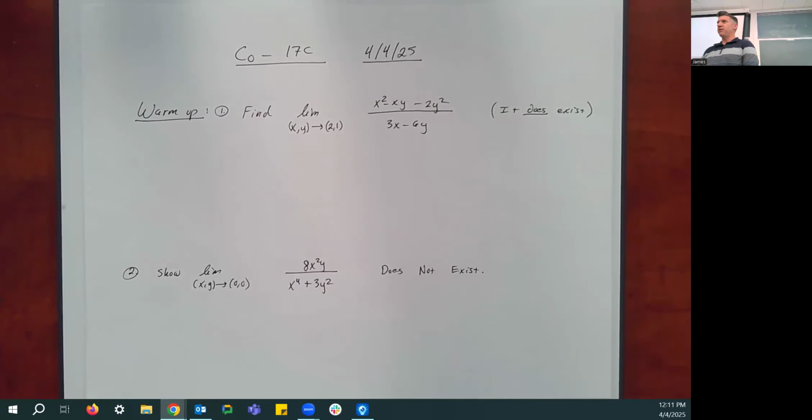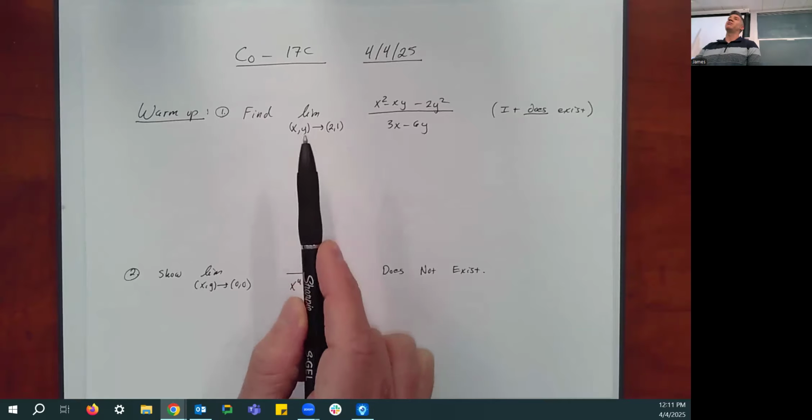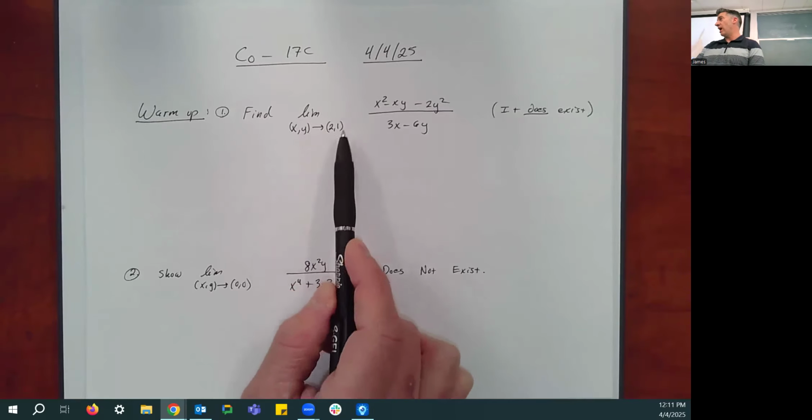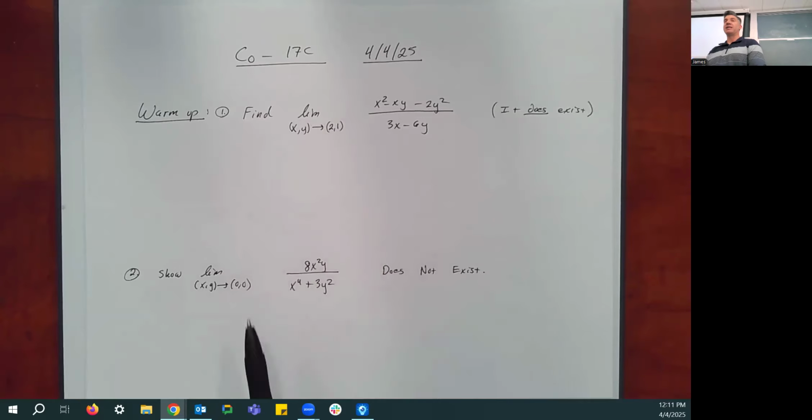So, some limits of functions of two variables here. I will point one thing out that I've observed: typically, not always, if you're approaching something other than 0, 0, that limit's usually going to exist, because it's harder to find a bunch of pathways that go through that particular point, where it's a lot easier to find many, many pathways that go through 0, 0.